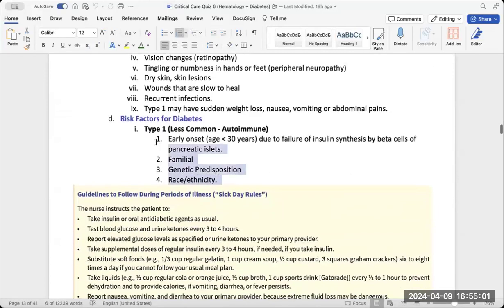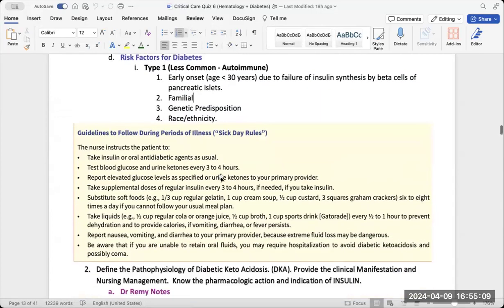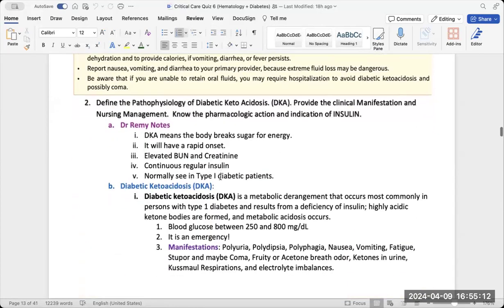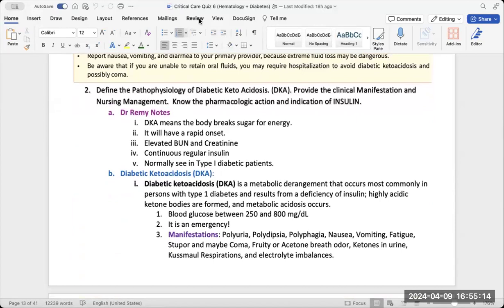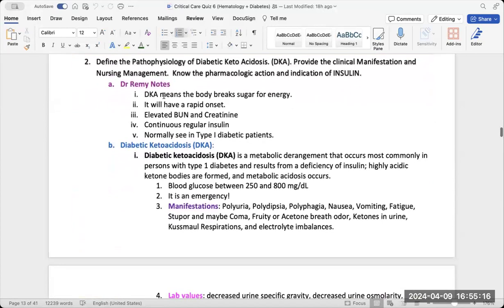So just as a quick reminder, you could see here, type 1 risk factors include less than 30, familial and genetic predisposition, and your race and ethnicity can put you at a greater risk. Okay. So the next question is define the pathophysiology of diabetic ketoacidosis, provide clinical manifestations and nursing management, know the pharmacological action and indication of insulin.